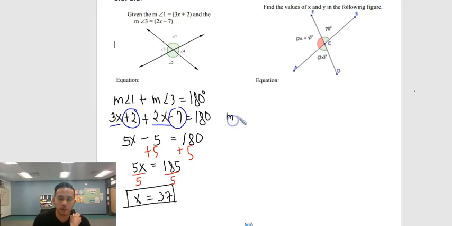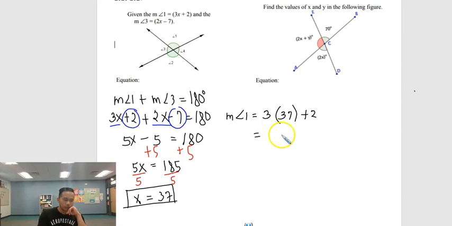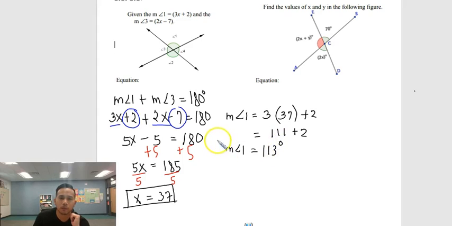So the measurement of angle 1, I have to write it here. The measurement of angle 1 is equal to 3 times 37, the value of x, sorry, plus 2. All right? So 3 times 37 will give me 111 plus 2. Therefore, the measurement of angle 1 is equal to 113 degrees.